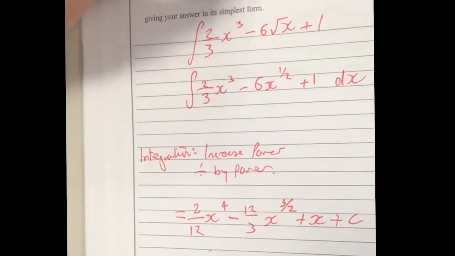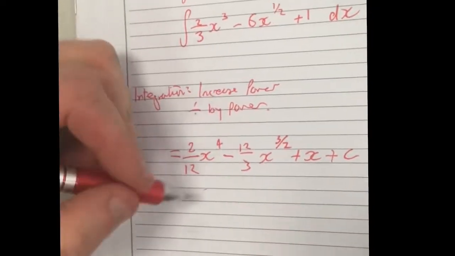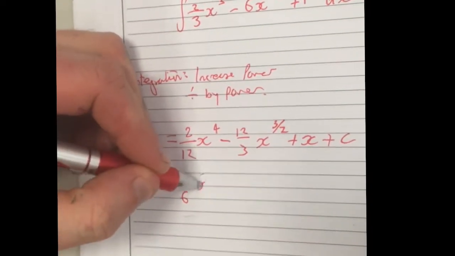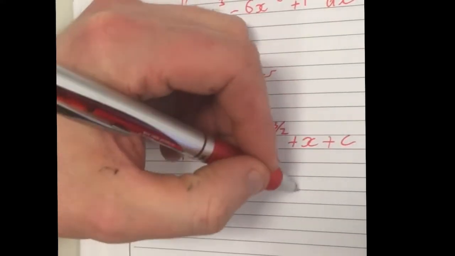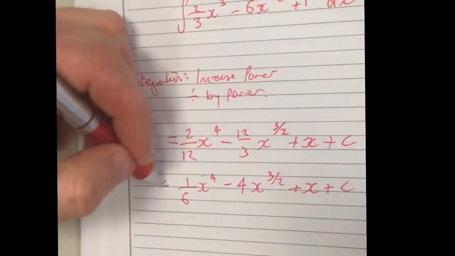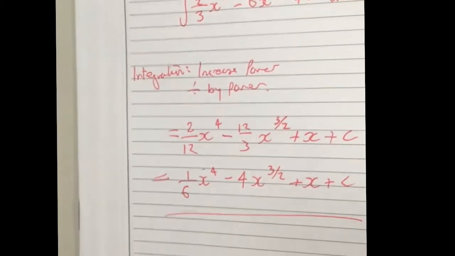It does want us to give it in its simplest form, so 1 over 6 x to the 4 minus 4 x to the 3 over 2 plus x plus c.